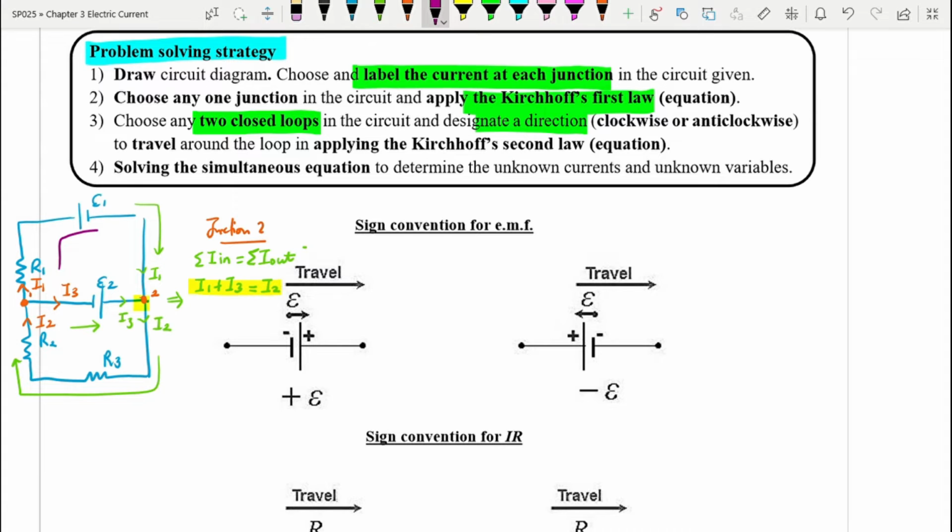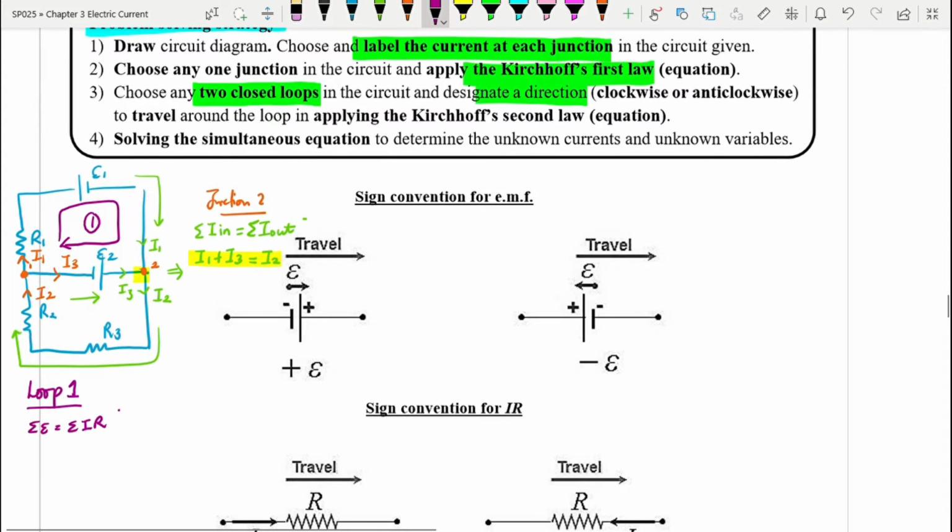Okay. So, saya nak pilih loop yang seperti ini. Okay. Loop 1. Okay. So, loop 1 maksudnya kita kena apply Kirchhoff's second law pula. Okay, Kirchhoff's second law states that EMF equals to summation of I times with R. Hanya ada satu resistor sahaja, iaitu resistor R1 dekat sini. Okay, dan current apa yang flow through resistor 1 iaitu I1. Okay, so macam mana nak buat equation ni? EMF hanya ada satu sahaja iaitu E1.